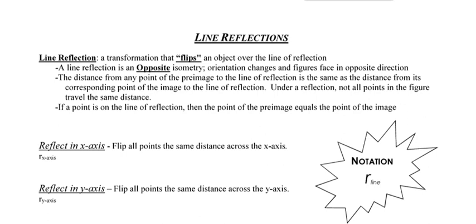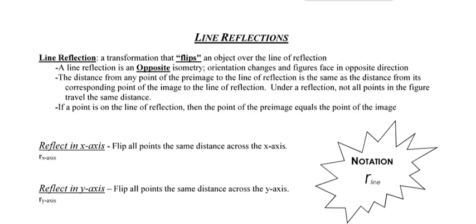This video is going to examine the notion of line reflections, or in other words, what an object looks like after it's been reflected over a line. So that's exactly what a line reflection is. A line reflection is simply a transformation that flips an object over what we call the line of reflection.